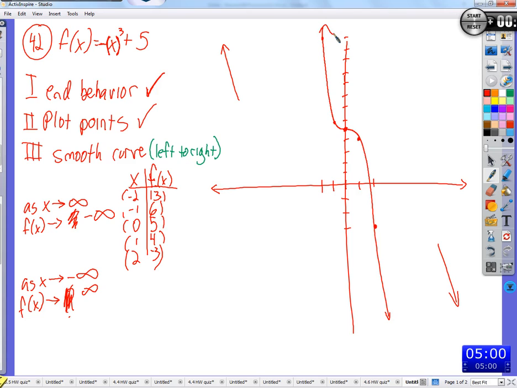Until we have more math, more knowledge, more ways to analyze this function, we can't be any more specific than, well, I graphed a bunch of points and I had the right end behavior. It's as good as I can do for now.